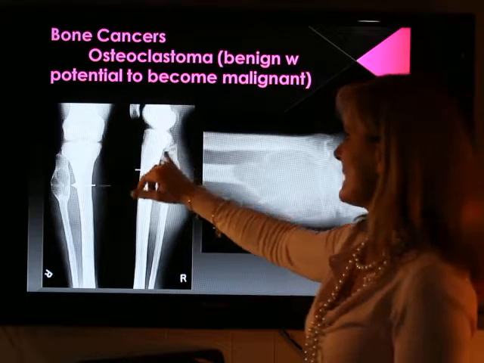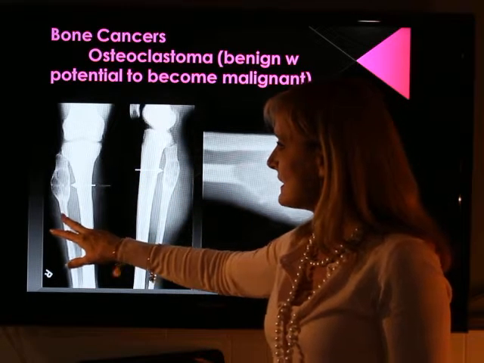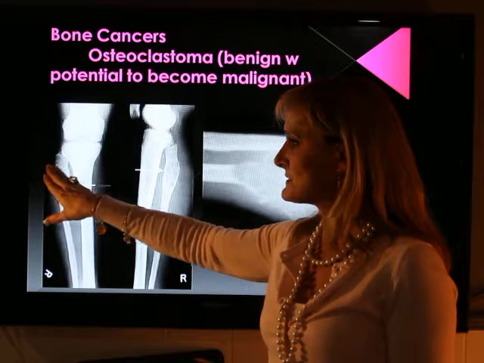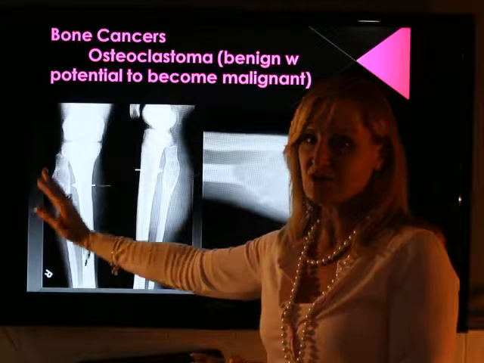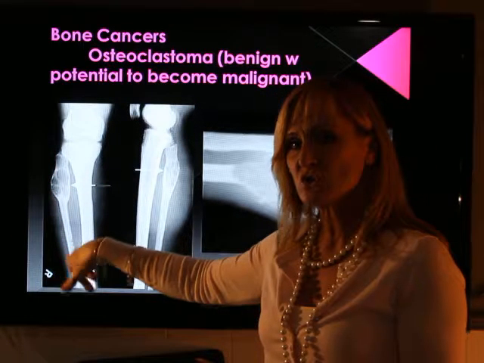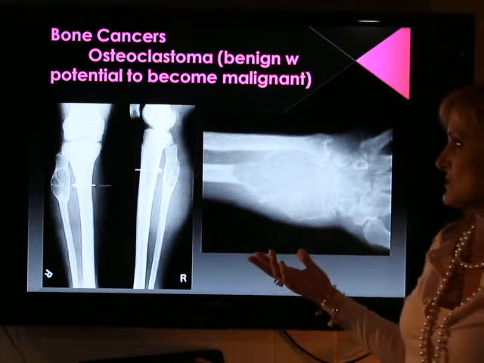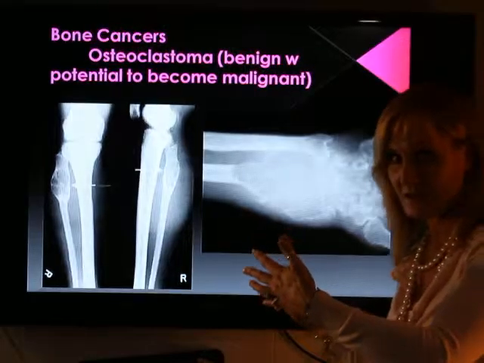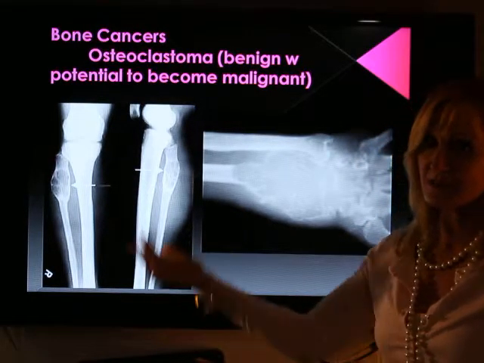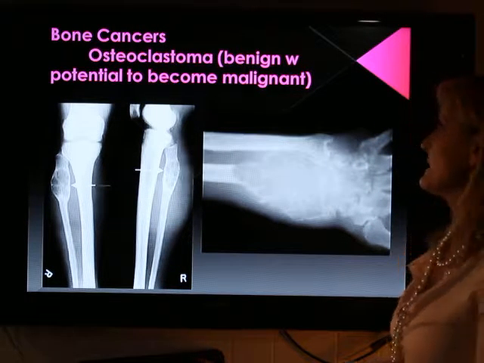So typically when an osteoclastoma is found, sometimes they'll do radiation, sometimes they'll surgically take it out. Like I said, they'll treat symptoms. It's not yet malignant, but they do watch it because these are the ones that can convert and become malignant.